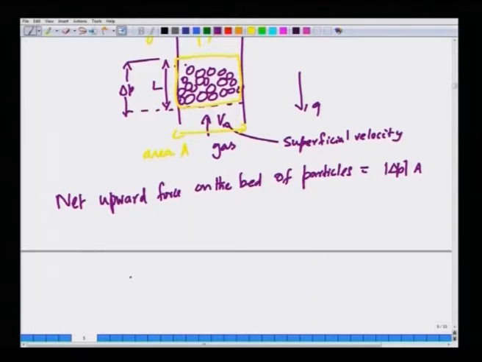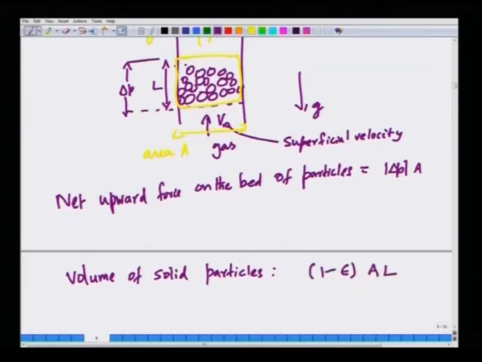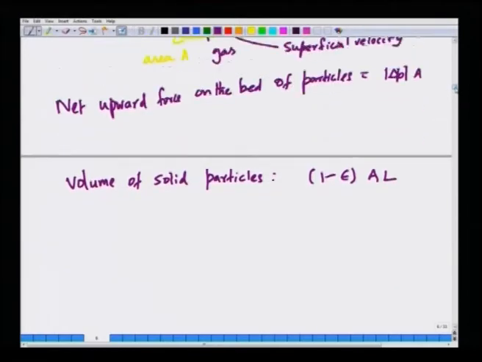Now, this will be balanced by the weight of the bed, where g is the acceleration due to gravity, and the volume of solid particles present in the bed is 1 minus epsilon times A times L. If AL is the total volume of the bed, only a 1 minus epsilon fraction of this volume is occupied by particles, because epsilon is the porosity. So, only 1 minus epsilon of that fraction of volume is available for the particles to occupy.